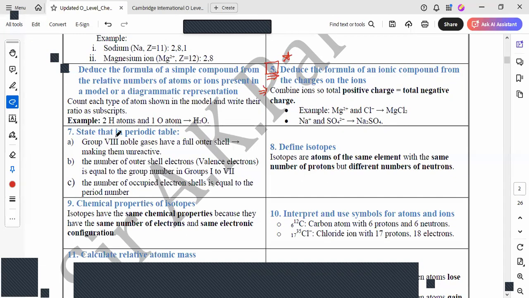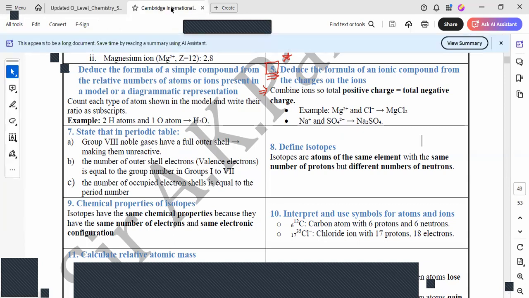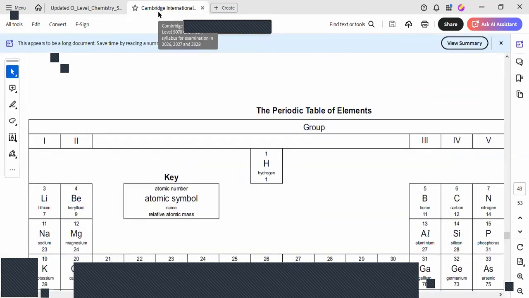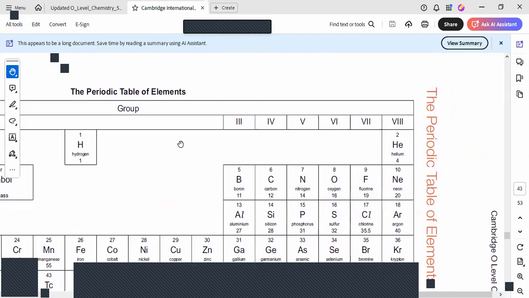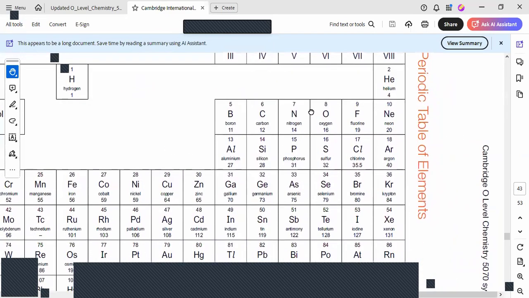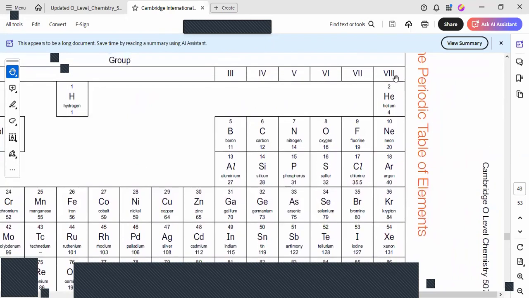Next is to state that in the periodic table, group 8 noble gases have a full outer shell. We can look at the periodic table over here. So this is group 8 in front of you. As you can see, helium has a proton number of 2, meaning it will have only one electron-filled shell with a complete two electrons.